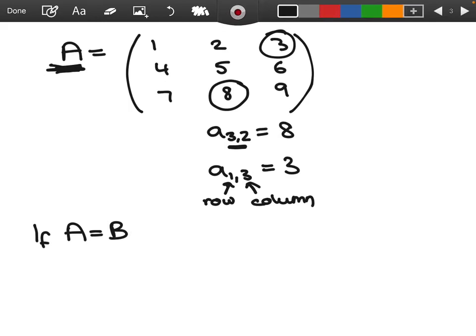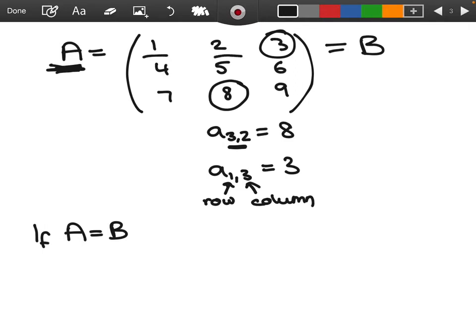If we want two matrices to be equal, so if A equals B, you've got two conditions here. Number one, the matrices have to be the same size. And number two, the corresponding entries also have to be equal. Every single entry has to be the same as the entry that is in the other matrix. So for the above matrix that we have here, B would literally have to be the exact same matrix. So the exact same size, and each entry is in the exact same position.